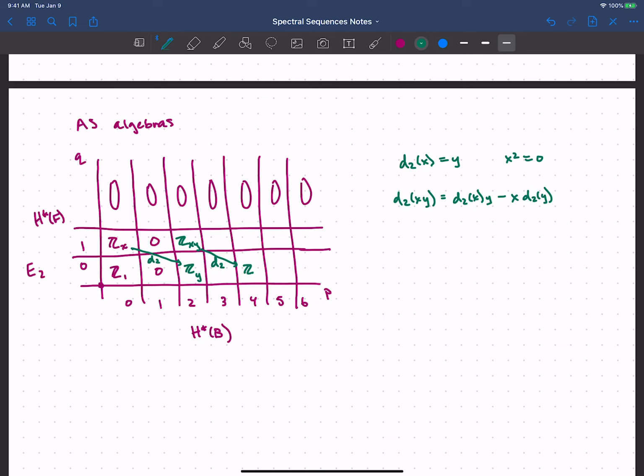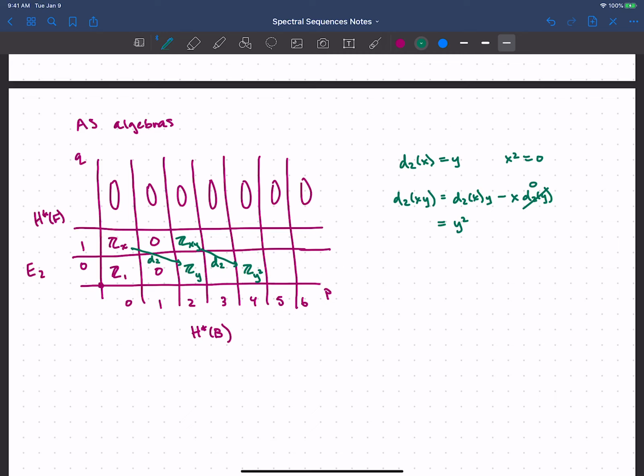Now y was on the p-axis, right? So that can't support any differentials because we'd land outside of the first quadrant. So that was definitely 0. And so we see that d2 of xy is just d2 of x times y, which means we're getting y squared. Okay, so y squared is the thing that could have lived in degree 4, and in fact, we could take it to be the generator of this copy of the integers that gets hit by this other copy.